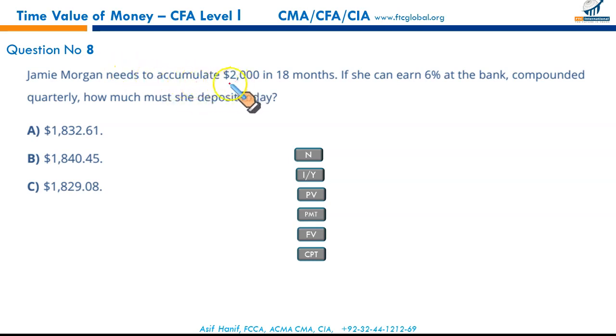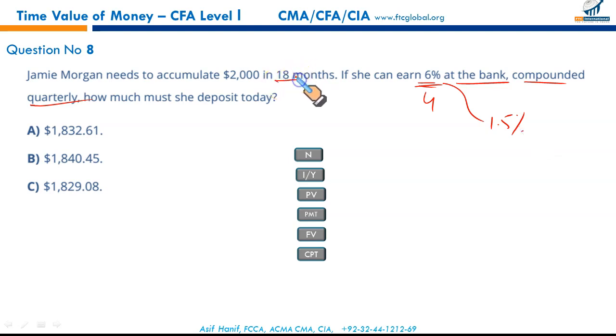Jamie Morgan needs to accumulate $2,000 in 18 months. Okay, this is to be accumulated, that's the future value. Needs to accumulate now, no, in the future. Let's read the whole question. If she can earn 6% at the bank compounded quarterly, we need certain adjustments. Compounding quarterly means this 6% must be divided by 4. 6 by 4 gives you a 1.5% rate quarterly.